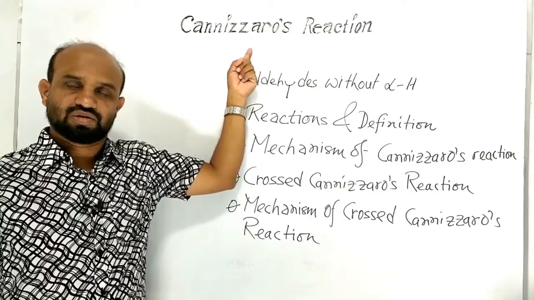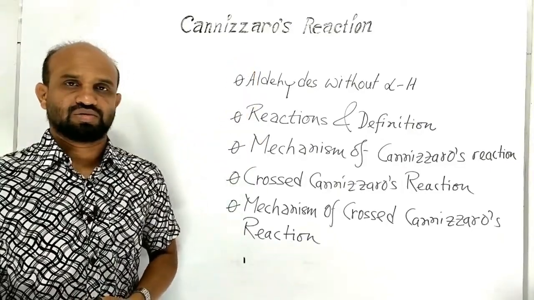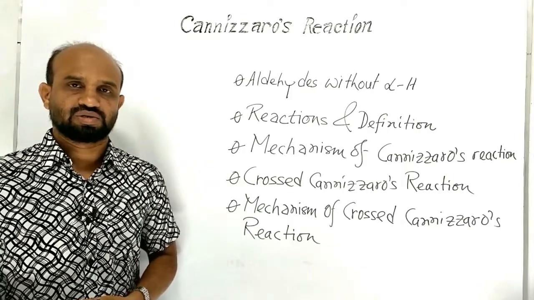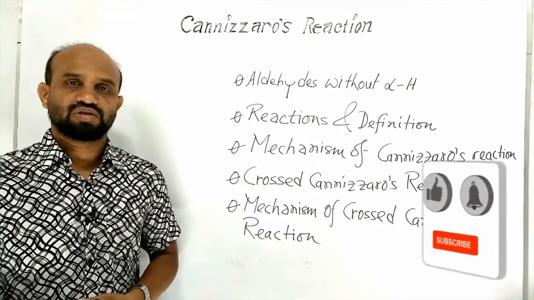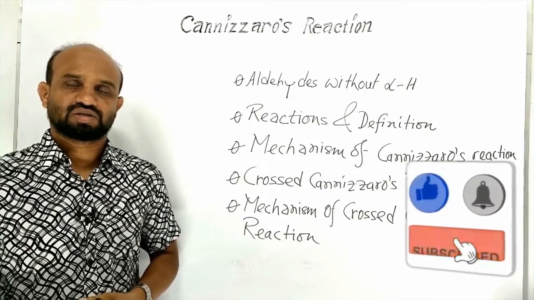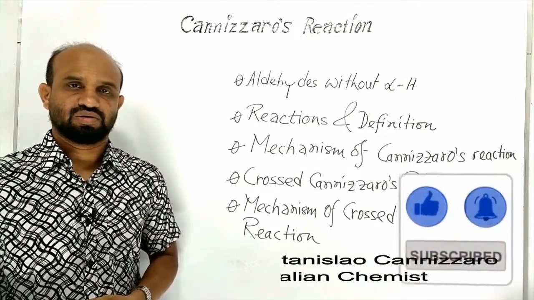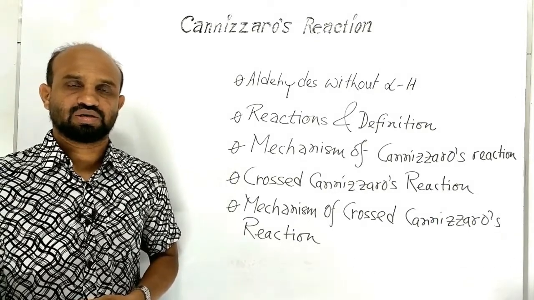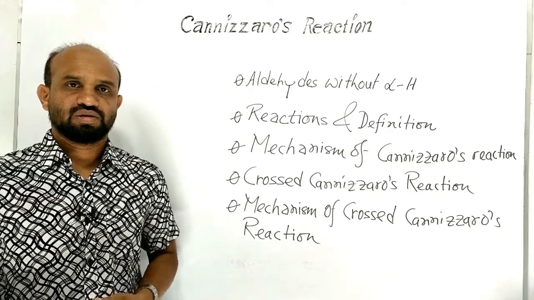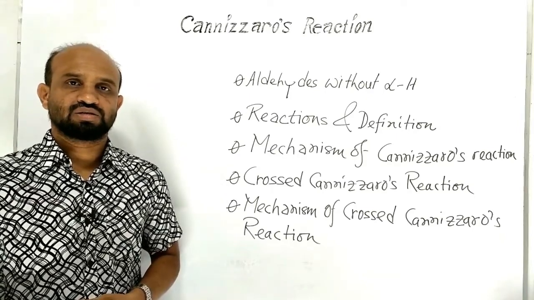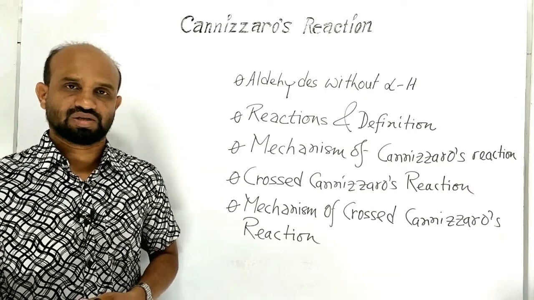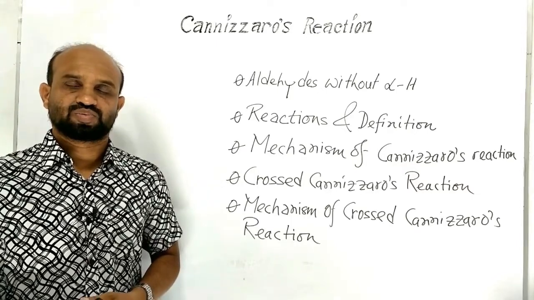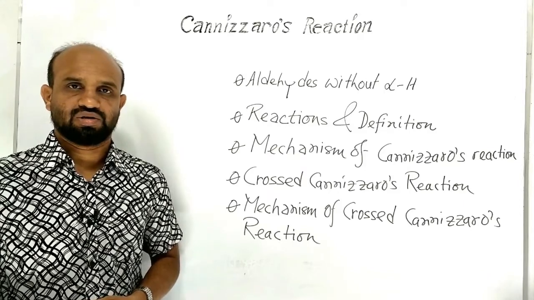Cannizzaro's reaction. This is today's lesson. Cannizzaro's reaction is a kind of chemical reaction in organic chemistry named after the Italian chemist Stanislao Cannizzaro. This reaction proceeds through oxidation and reduction simultaneously. That is why this reaction is sometimes called a redox reaction. This reaction is known as a disproportionation reaction as well.